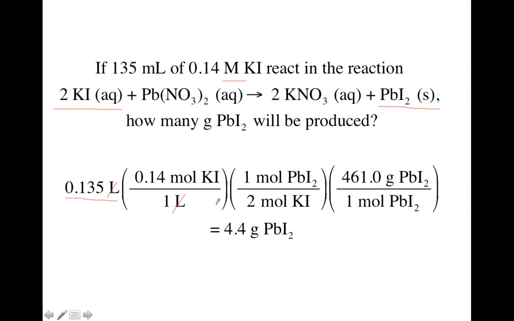Now I have moles of KI, then I go up to my balanced equation to find my mole ratio, and there's 1 mole of PbI2 for every 2 moles of KI. So I just copy those numbers here, and that will cancel out moles of KI and give me moles of PbI2, and they ask for grams, so last step is simply to multiply by the molar mass of PbI2. And that will give me my final answer in grams of PbI2.